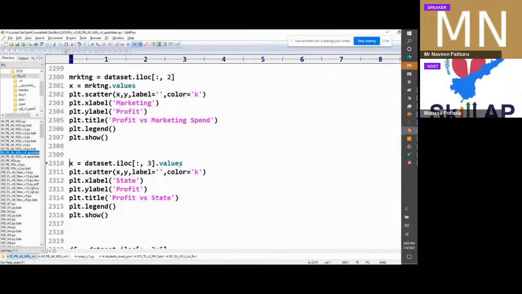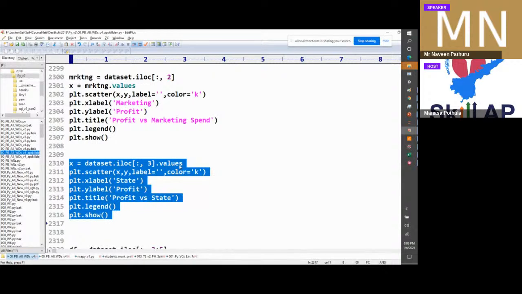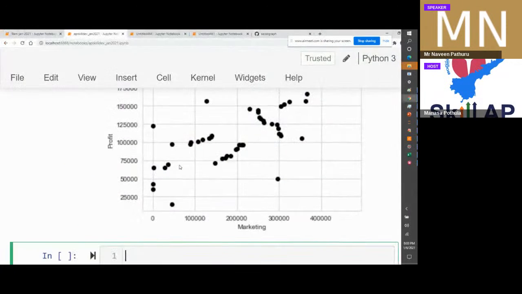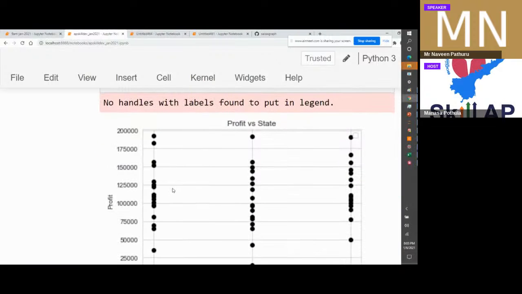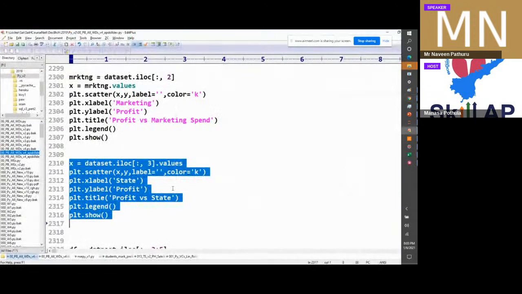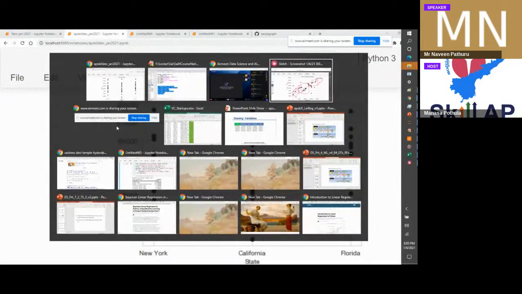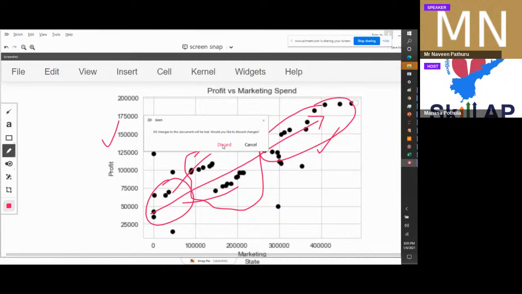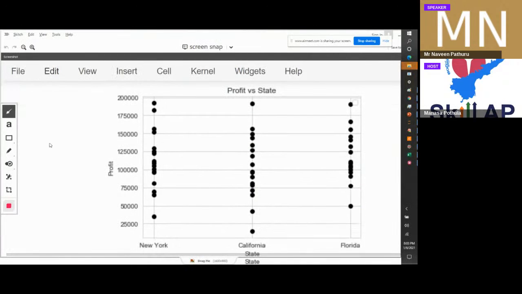Now here comes another one, which is state and profit. So let's visualize this first. Now take a look at this, guys. There is a problem here, and see if we can understand the problem. What's happening here is New York, here is California, and here is Florida. This is textual data. Until now, on our x-axis we had R&D, administration, and marketing, which is numerical data. But now we have numerical data on the y-axis and textual data on the x-axis.